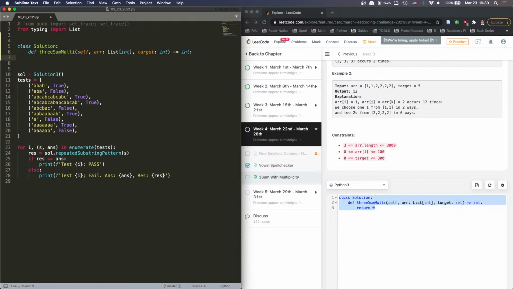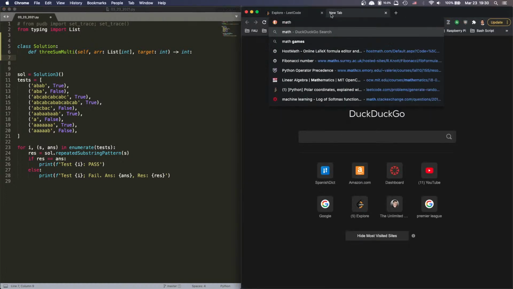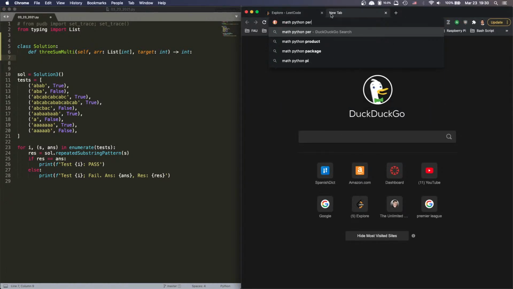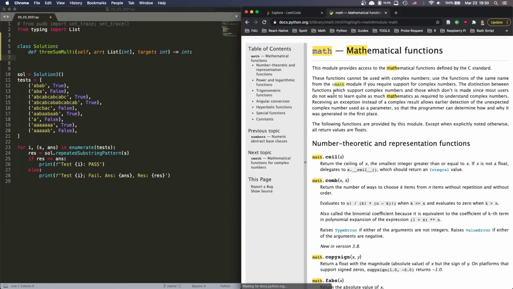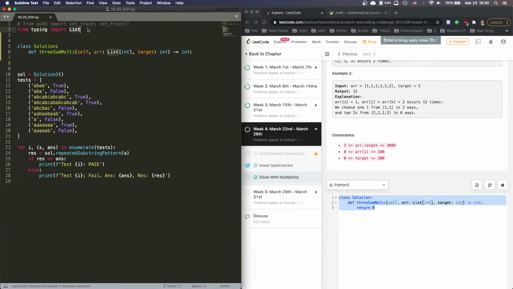We need to have... Does Python have something like math permutation? I don't know. Oh, it has combination. This is what we want: math.comb, which is choose k from n. Okay, so that's what we need. So we're going to have math.